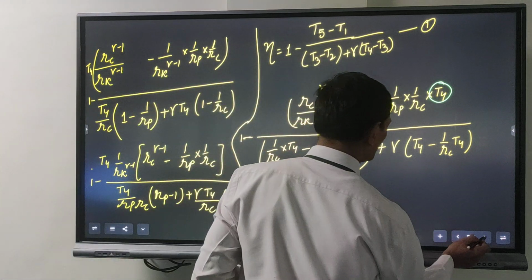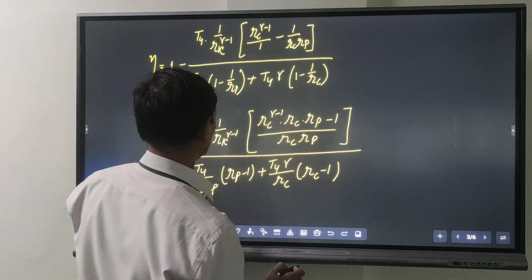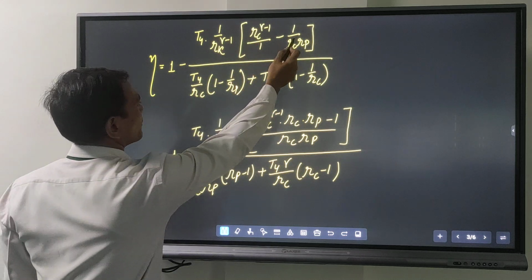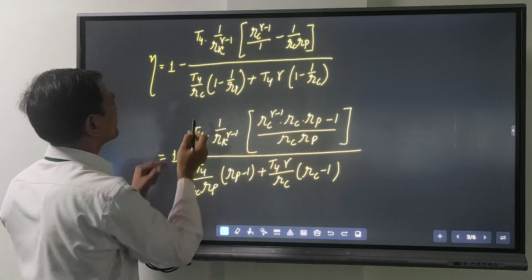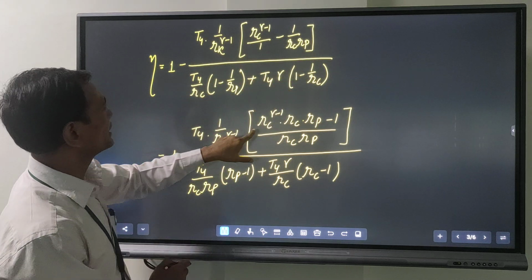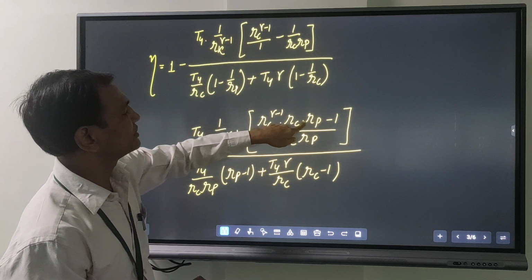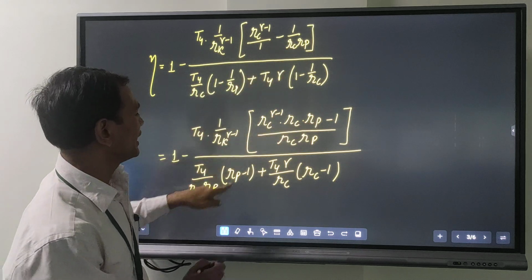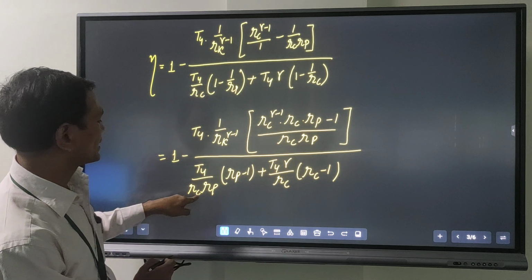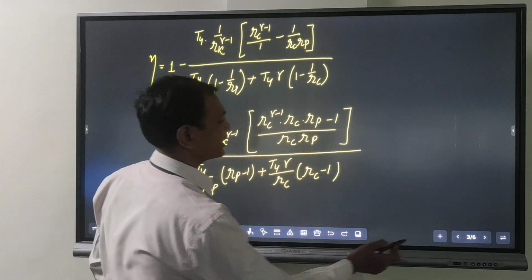And next, I have already discussed T4 in this term. Here T4 by Rk to the power gamma minus 1, Rc to the power gamma minus 1 by Rc Rp, and here T4 by Rc (1 minus Rp) plus T4 gamma (1 minus 1 by Rc). Now we take LCM from both terms: Rc to the power gamma minus 1 into Rc into (Rp minus 1), and T4 by Rc take common LCM (Rp minus 1) Rc Rp, plus T4 gamma take LCM (Rc minus 1).